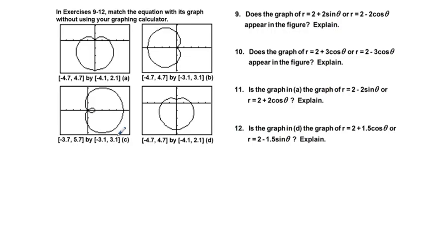Next is 9 through 12. Match the equation with its graph without using your graphing calculator. Now, I explained to you just a while ago that my plan is, for as far as we're going, to actually use a graphing calculator for this. And I'm going to explain a little vocabulary as we go, in that this is a type of shape called a limaçon.